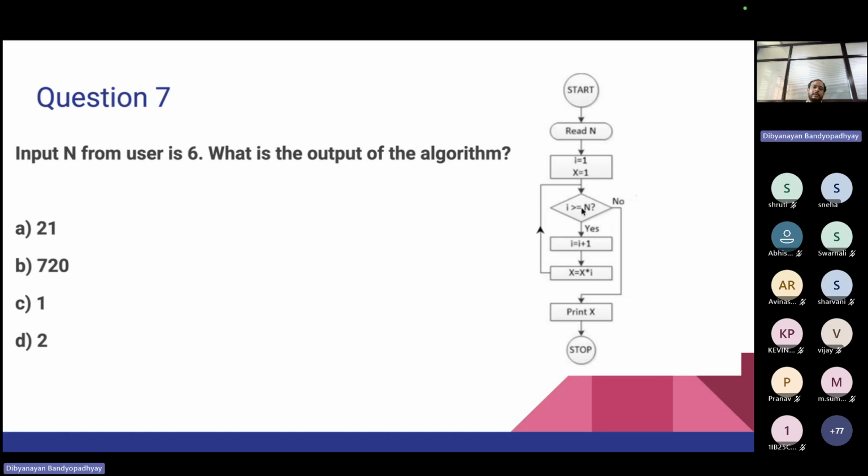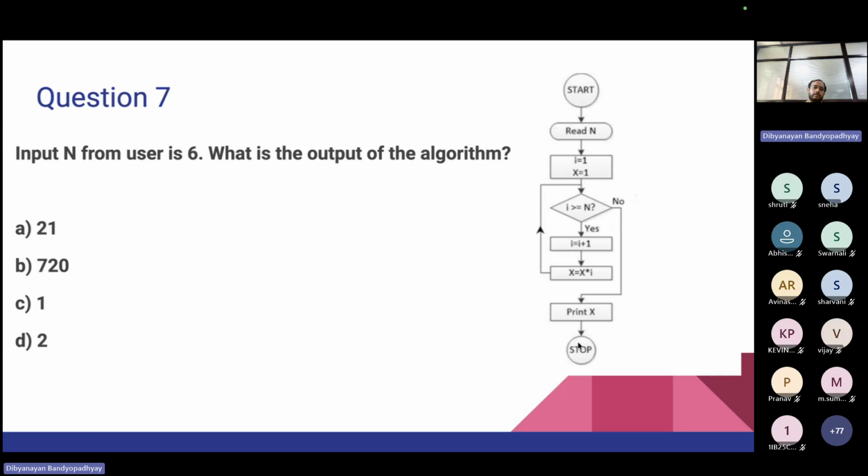So do you think that i is greater than or equal to n? i is 1, n is 6, so it is definitely less. Then the answer is no, right? Then it follows the no label and follows this arrow to go to this step, and it prints x. So x was assigned in the previous step a value of 1.